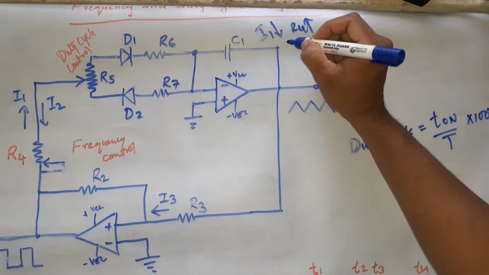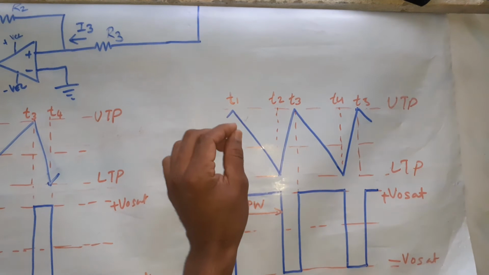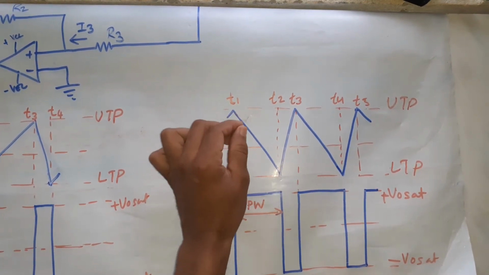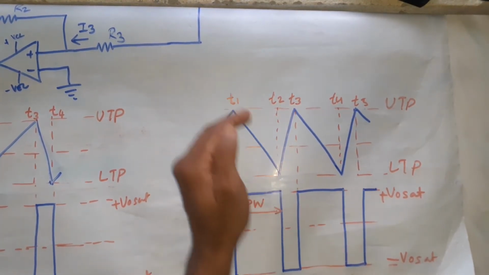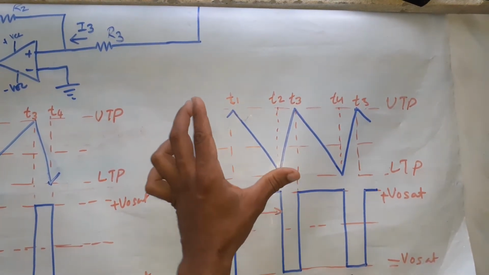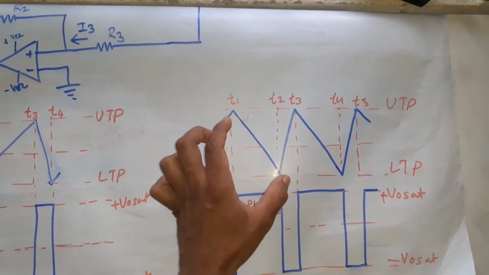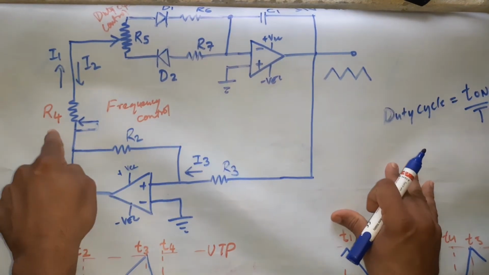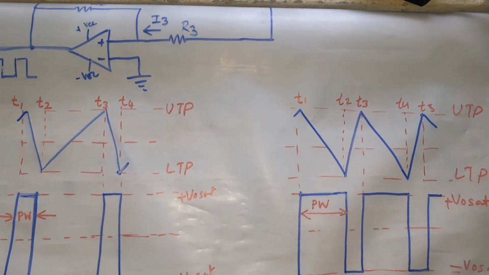And this will increase the time interval of charging. See, between T1 and T2, this is the charging time. From T1 to T2, the charging time is increased because the capacitor is taking more time to charge. Why is it taking more time? Because the current is less. Why is the current less? Because resistance R4 is full. Understood? Hence the output frequency is reduced.